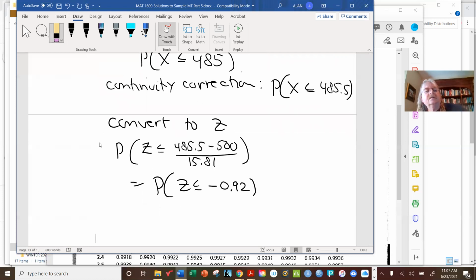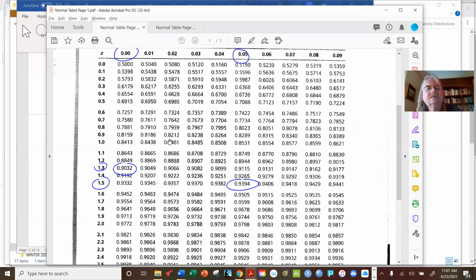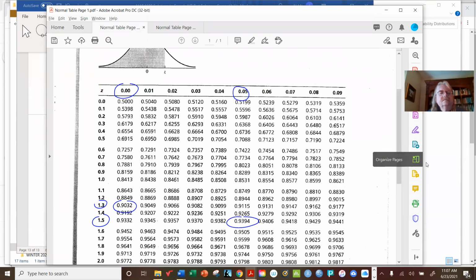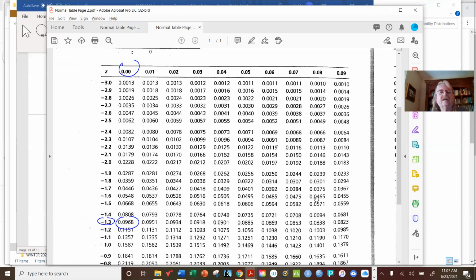All right, so let's see what that is. Now that one we can look up directly in the table, the negative table. And so let's see what that is. Oh, wait, sorry, I'm in the wrong one. I need the negative table. Negative 0.92, 0.1788.